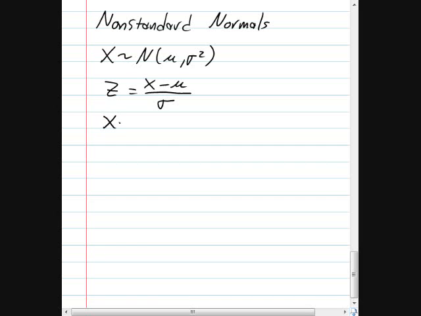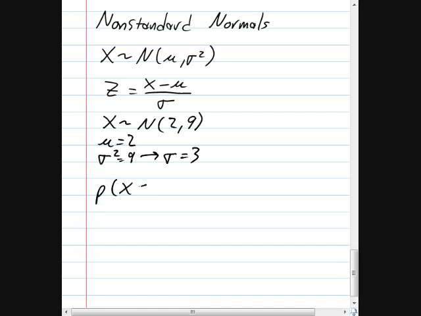Suppose that x is a normal random variable with mean 2 and variance 9. Again, recall that this means the mean is 2 and the variance is 9, which tells us that the standard deviation is 3. And suppose that I want to find the probability that x is less than 3.